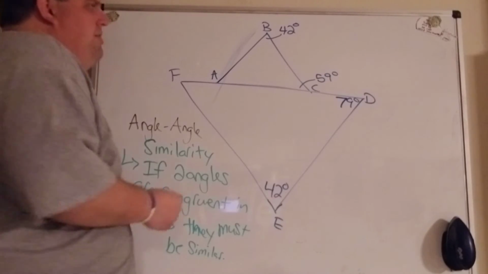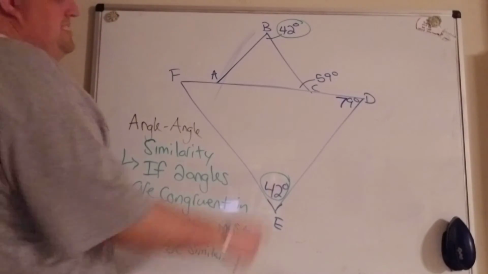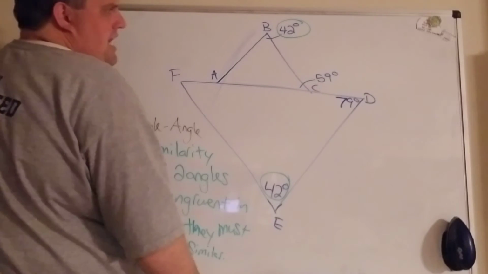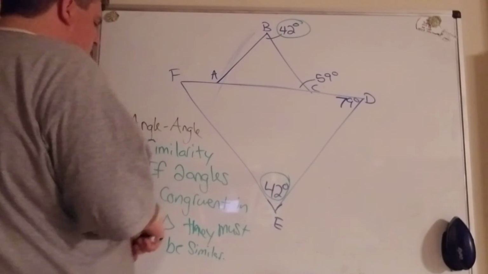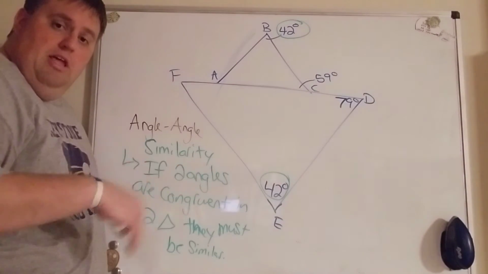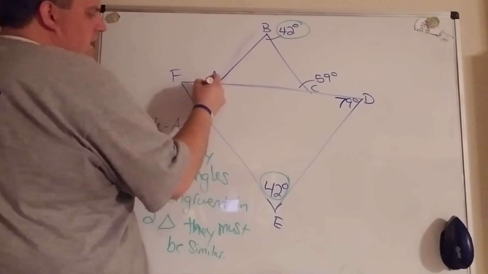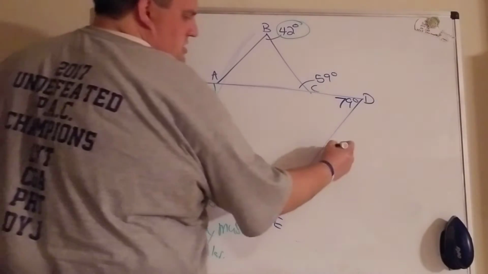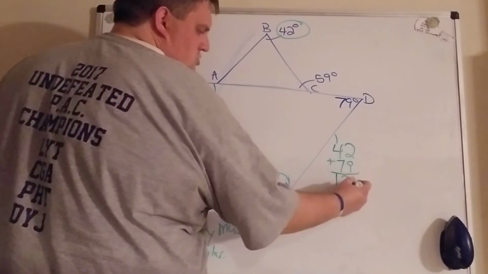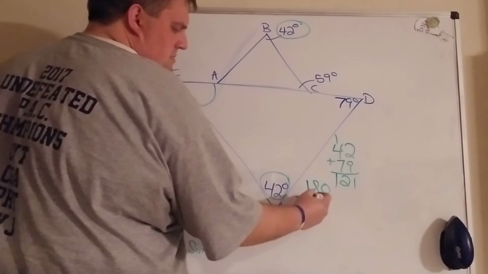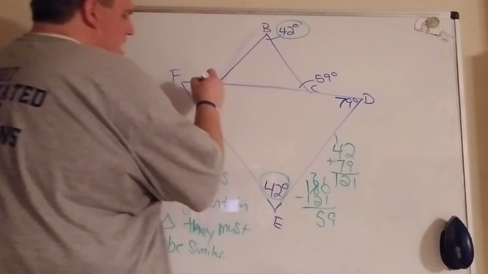I noticed that I have angle B and angle E as congruent angles. But C and D certainly are not the same. One's 59 and one is 79. So I would need to find another angle. It depends on what's going on, but here I would use the idea that there are 180 degrees in a triangle. So I could find angle F. If this one is 42 degrees and this one's 79 degrees, that's 121. And I could do 180 minus 121, because all triangles have 180 degrees, and that gives me 59 degrees.